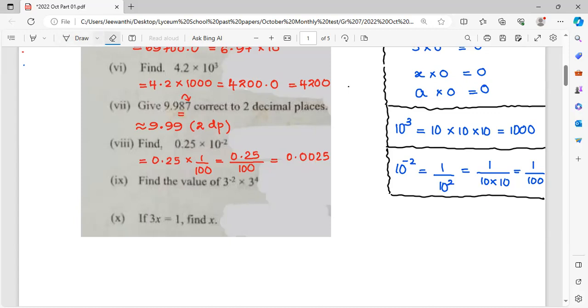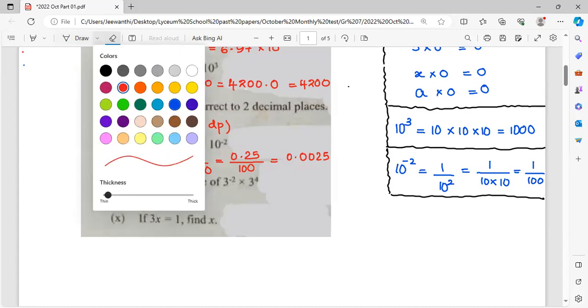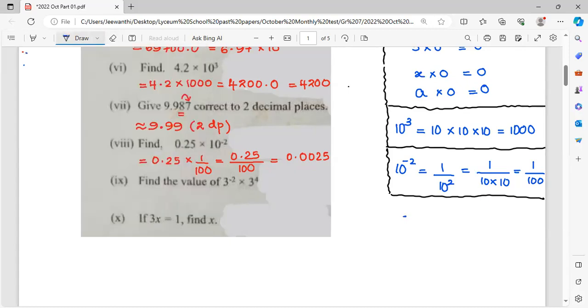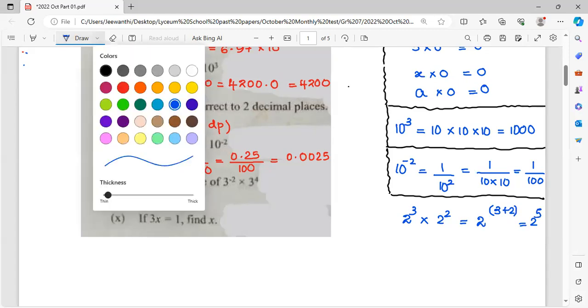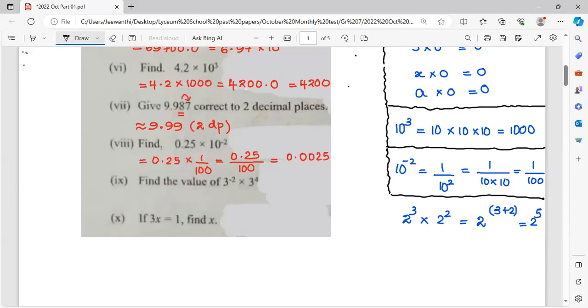Okay, the next one you want to learn, I will take an example. If you have 2 to the power 3 and 2 to the power 2, what do we do, children? You have the same base value and multiplication. What we do is add the indices like this: 3 plus 2. The answer is 2 to the power 5. So this is the way we do multiplication with index numbers that have the same base value.